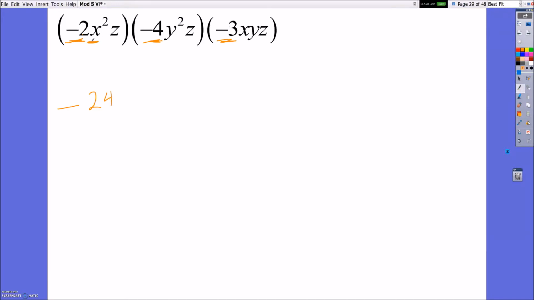All right, so I have x to the second power, x to the first power. That's going to give me x to the third power. So I've used this. I cross it out to keep my ideas organized. I don't want to mix them up. Next, I usually go in ABC order. I have y to the second times y to the first. That's going to give me y to the third. And I have z to the first times z to the first times z to the first. Remember, there's an imaginary 1 on all these. So that's going to give me z to the third.